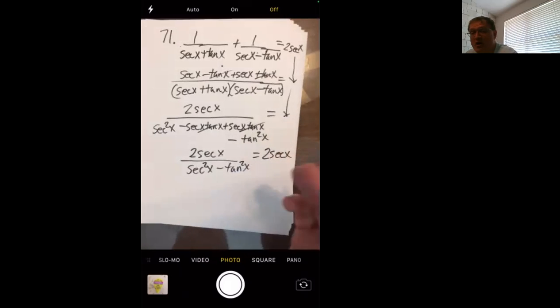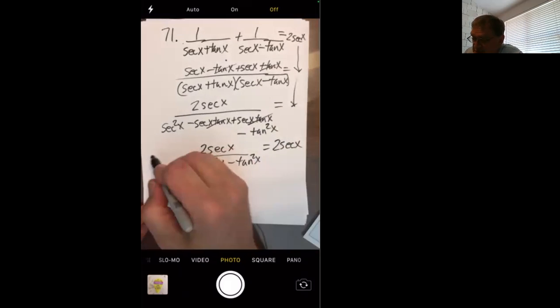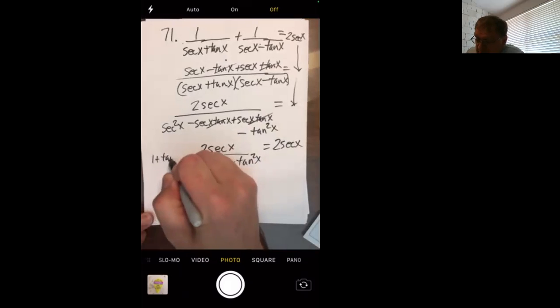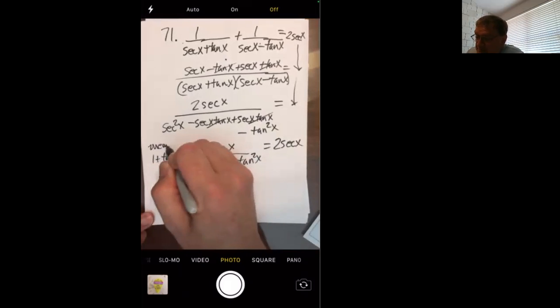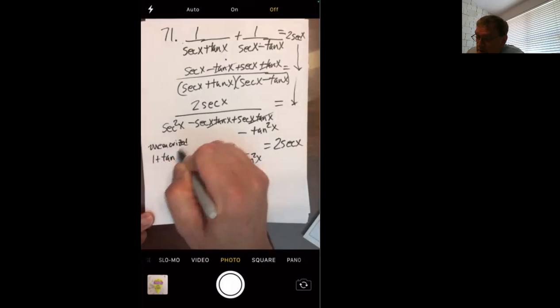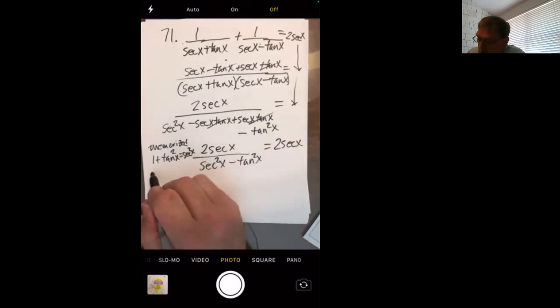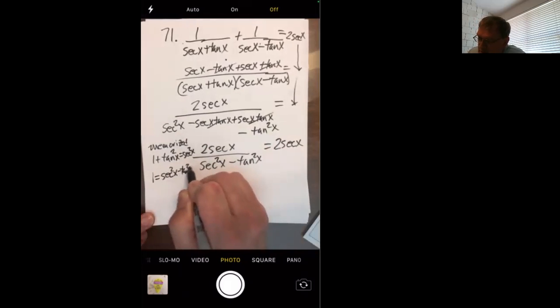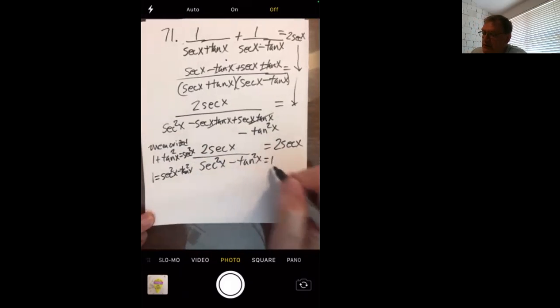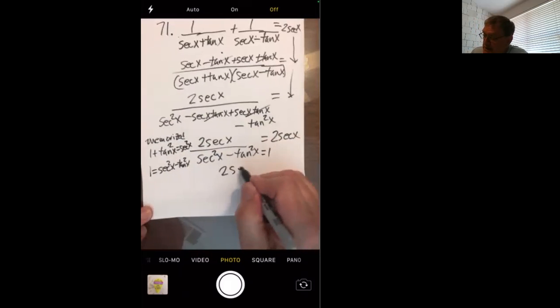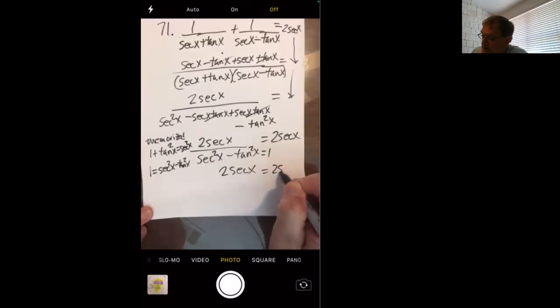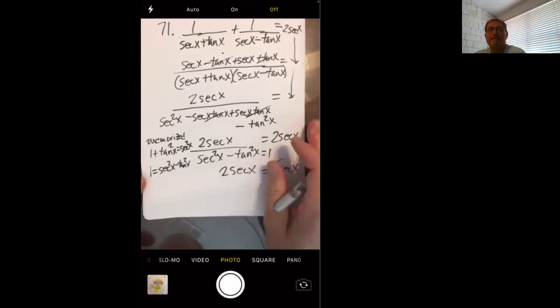Now I do not have that memorized. So 1 plus tangent squared, this is what I do have memorized, is equal to secant squared. So if I subtract tangent squared, 1 would be equal to secant squared minus tangent squared. Subtract tangent squared from both sides, I'd come up with 1. So yes, this is equal to 1, and twice secant x equals twice secant x.